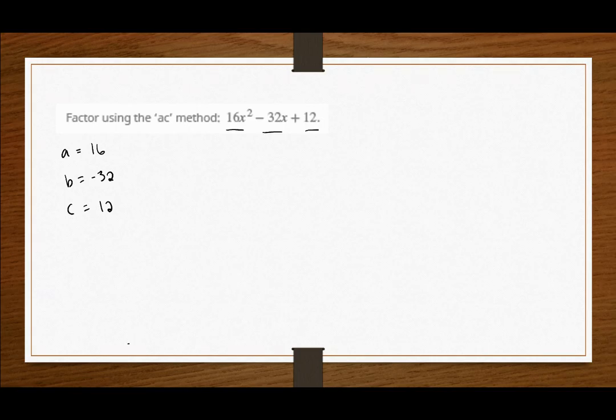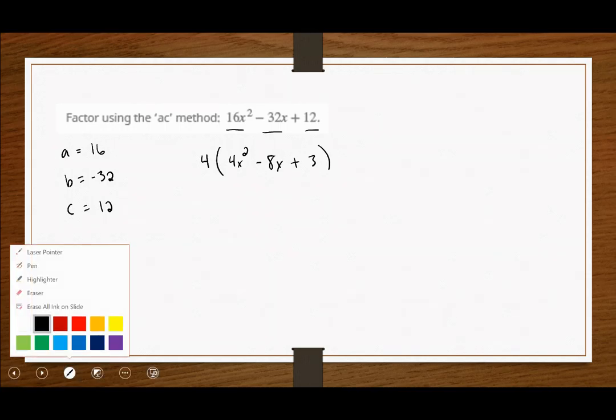For instance, between 16, 12, and 32, we could say that 4 is the GCF. If I divide everything by 4, in essence, we could remove a common factor. So that would give me an expression here of 4x squared minus 8x plus 3. And this is the trinomial that we actually want to factor. Okay. So now our A terms are different. We come back and erase.